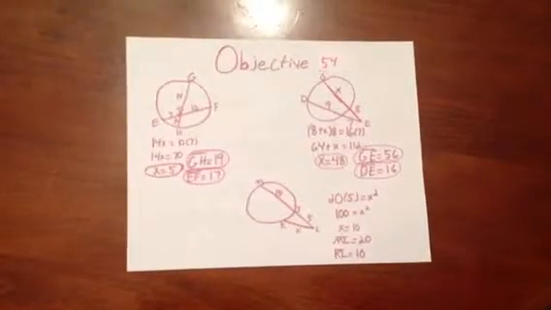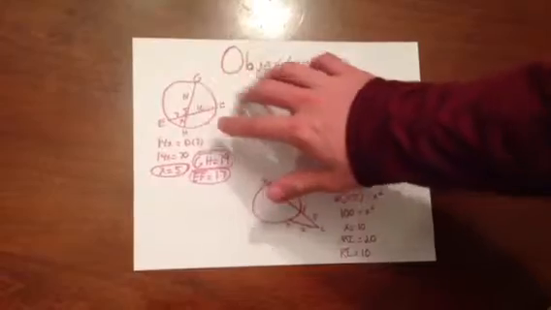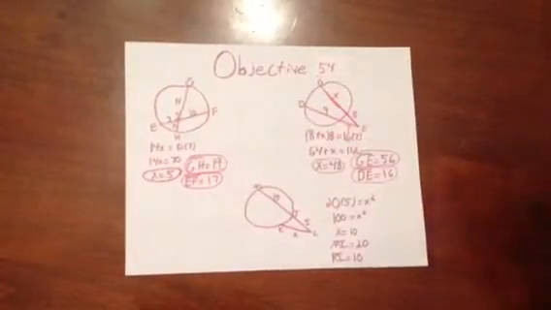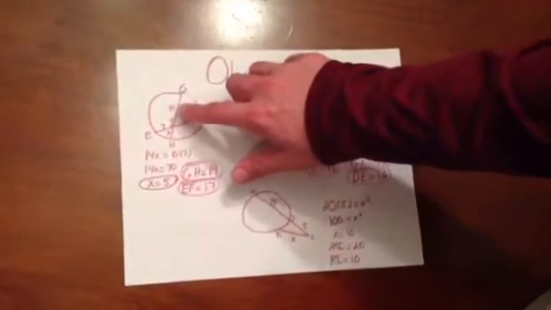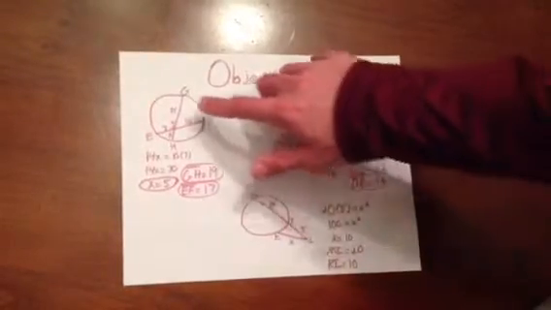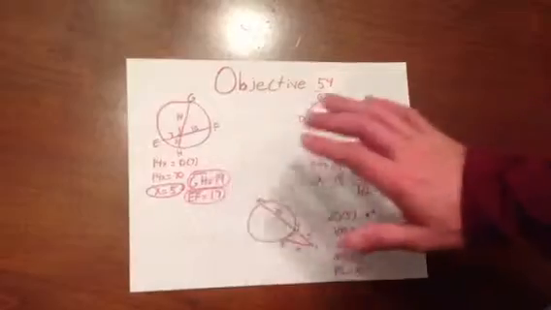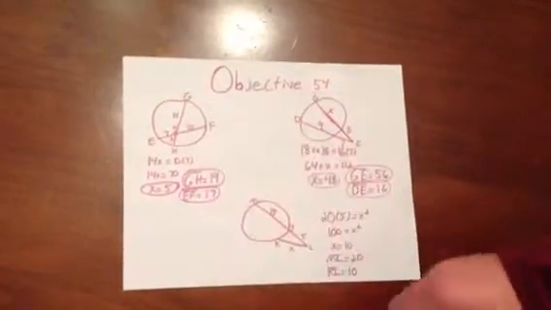Alright, so let's get started here. First we're going to start over here. Now these chords in this circle right here intersect inside the circle. So this is how you deal with this. You're going to have to multiply the two numbers that make up the lengths of each line. So you have to multiply 14 times x and 7 times 10 and set them equal to each other, which I have laid out for you perfectly right here.